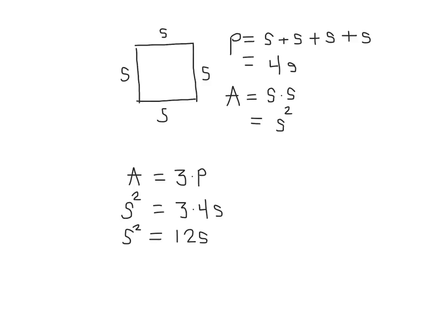And the best way to do this would be to get it equal to 0, so we can use that same property we used in example 6. So I'm going to subtract 12S from both sides.